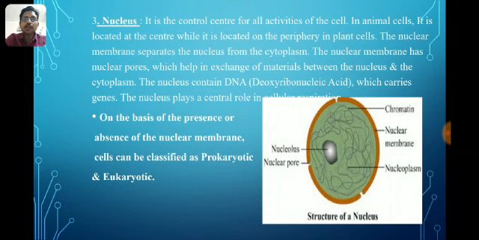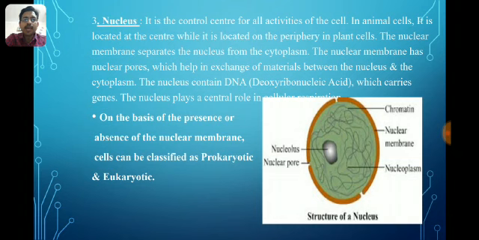When the cell is about to divide, the chromatin network condenses to form rod-shaped chromosomes. Chromosomes are made up of DNA, and the smallest fragment of DNA is called gene. A gene is responsible for transmission of hereditary characters from parents to offsprings.